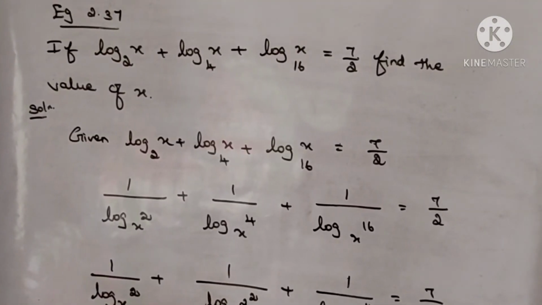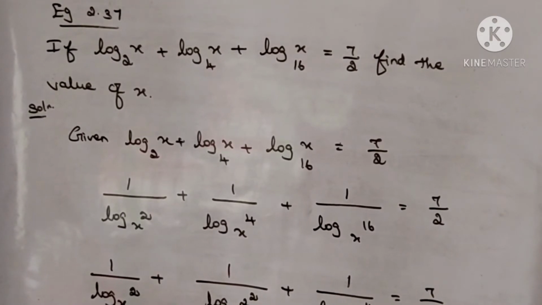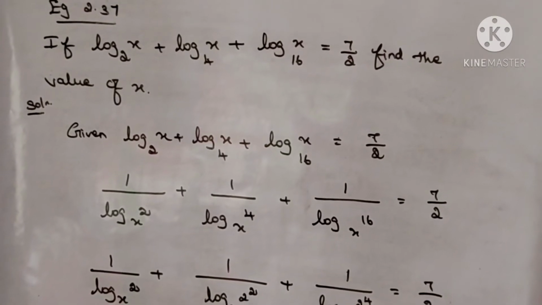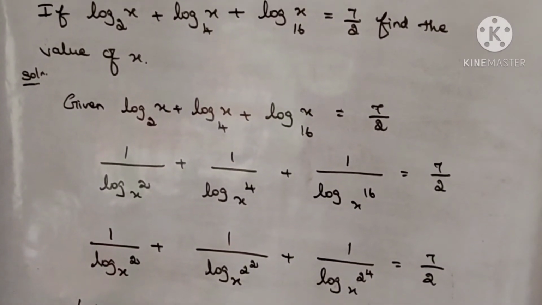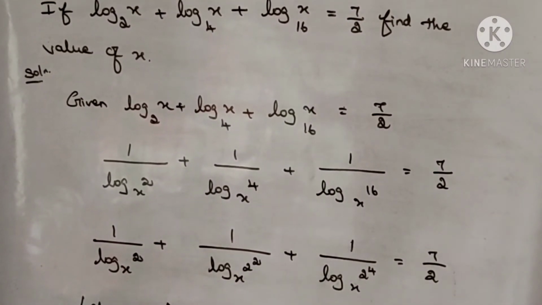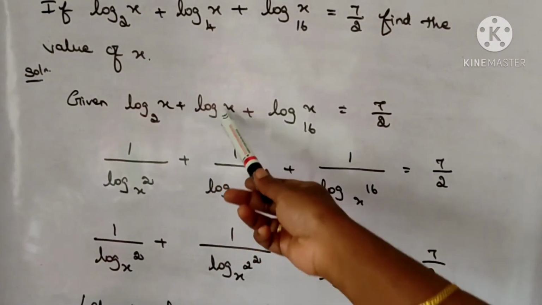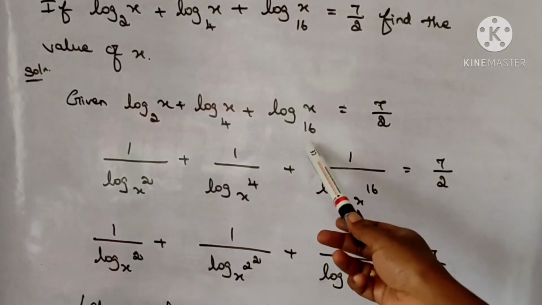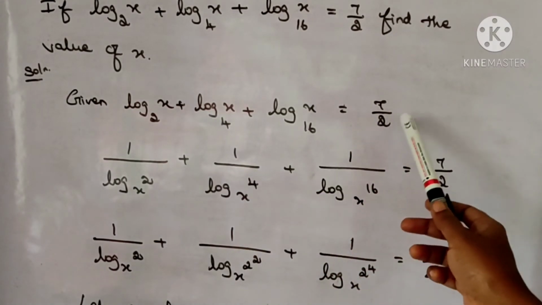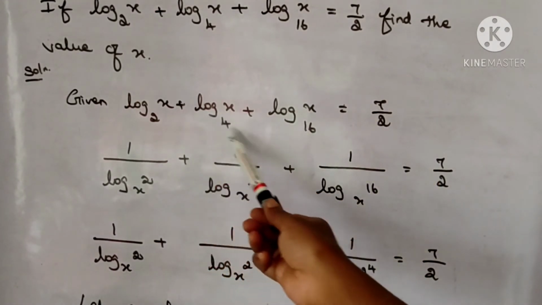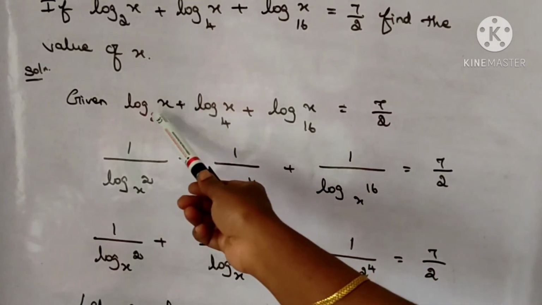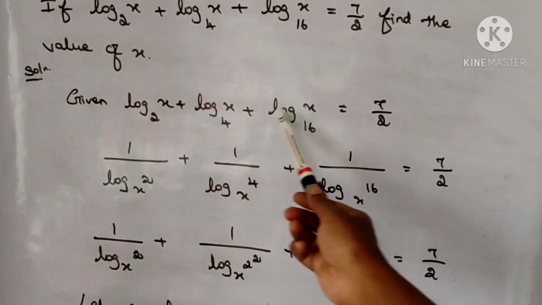Next question, Example 2.37. If log x to the base 2 plus log x to the base 4 plus log x to the base 16 is equal to 7 by 2, find the value of x. Write the given value, log x to the base 2 plus log x to the base 4 plus log x to the base 16 is equal to 7 by 2. See, the base values are 2, 4 and 16, but the terms are equal, x.